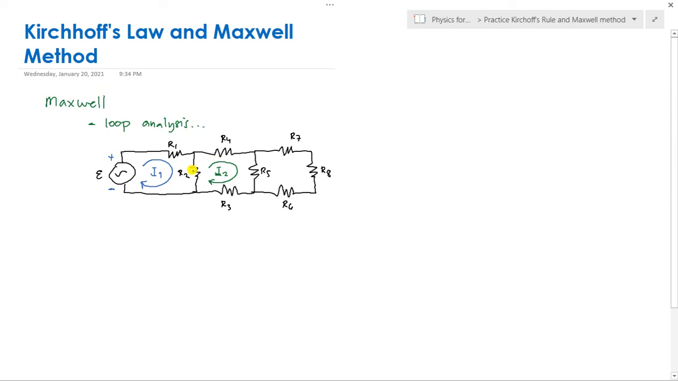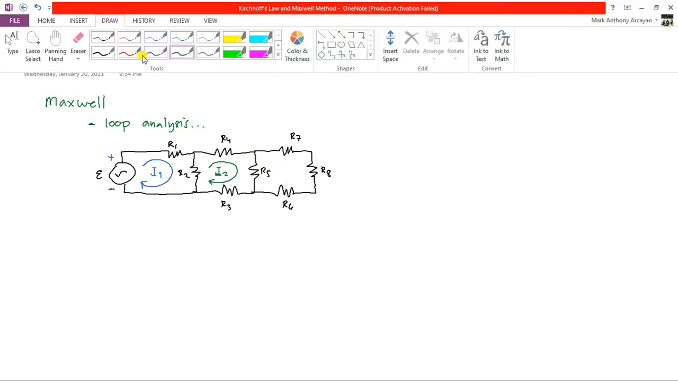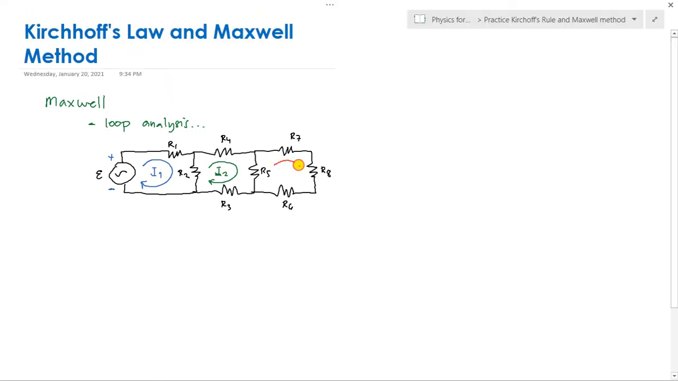However, for R2, it's a different thing because R2 is influenced by the current I1 and the current I2. The same thing with R5, it is also influenced by the current that I will put here for the third loop. Now in the third loop, I'm going to assume that this is the direction of my current, so I'm going to label this one as I3.